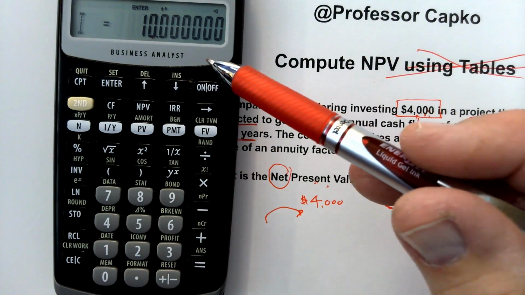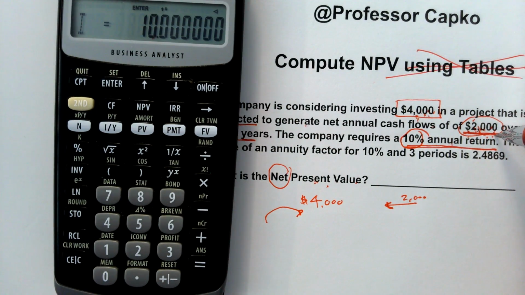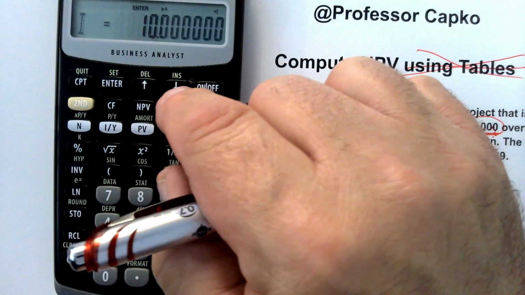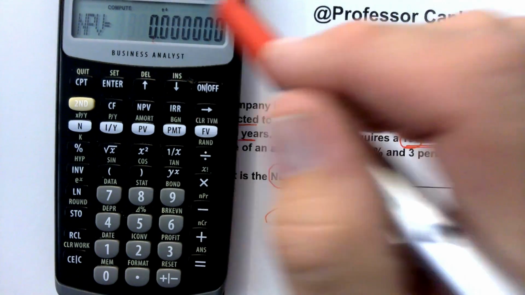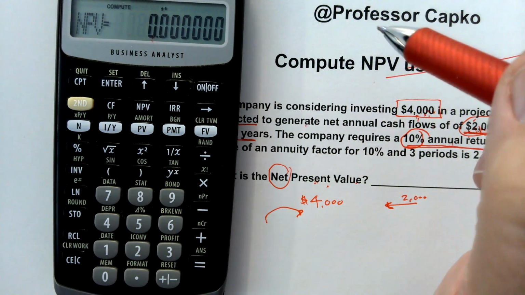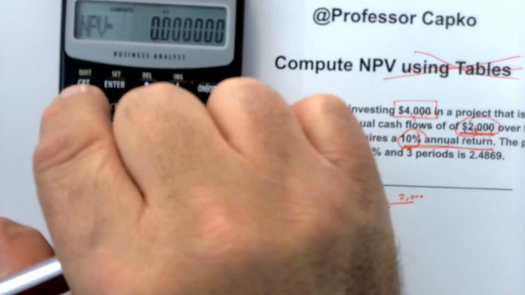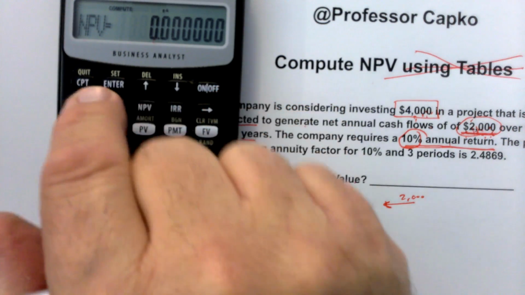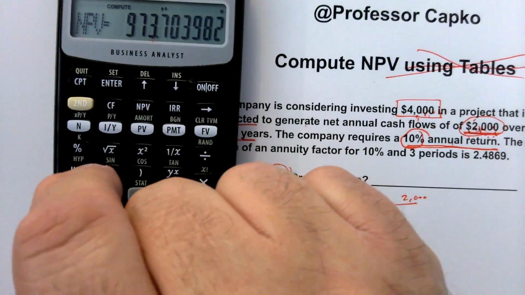Okay, so I've got the interest rate in there. We've entered the 4,000 cash flow out. We've done the $2,000 in 3 times, and we've got the interest rate. I'm going to hit this arrow down, and it tells me NPV 0. Don't panic. We're not done yet. It hasn't calculated it yet. So I'm going to hit the compute button, CPT, and that computes it.